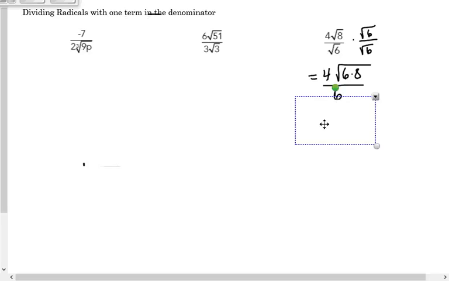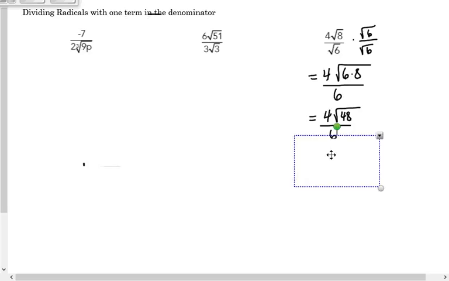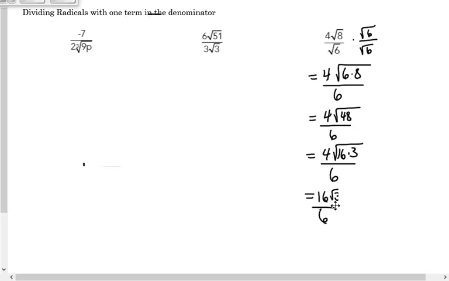That simplifies to 6. And then further simplifying this, 4 root 6 multiplied by 8 is 48. Root 48 can be rewritten as 16 multiplied by 3. When we move that to the outside, we take the square root of 16 to give us 4. Multiplied by 4 will be 16 root 3. And then that further simplifies to 8 root 3 over 3.